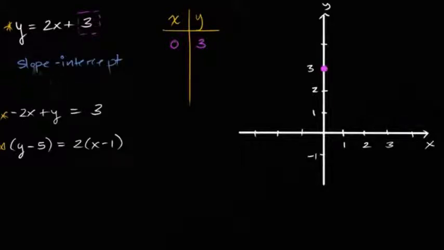Now you might be saying, oh, well, it's slope-intercept form. It must also be easy to figure out the slope from this form. And if you made that conclusion, you would be correct. And we're about to see that in a few seconds. So let's plot some more points here. And I'm just going to keep increasing x by 1.